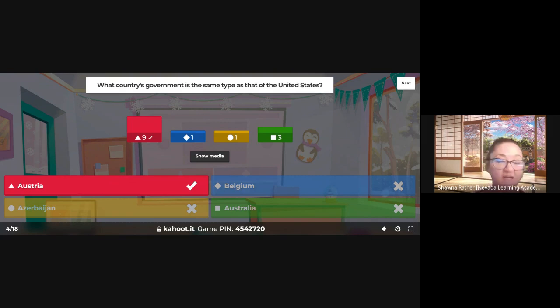Oh, so a few of you guys, Australia has a parliamentary democracy. Remember, we don't have parliament. We don't have a prime minister. Austria was the closest one, federal republic.